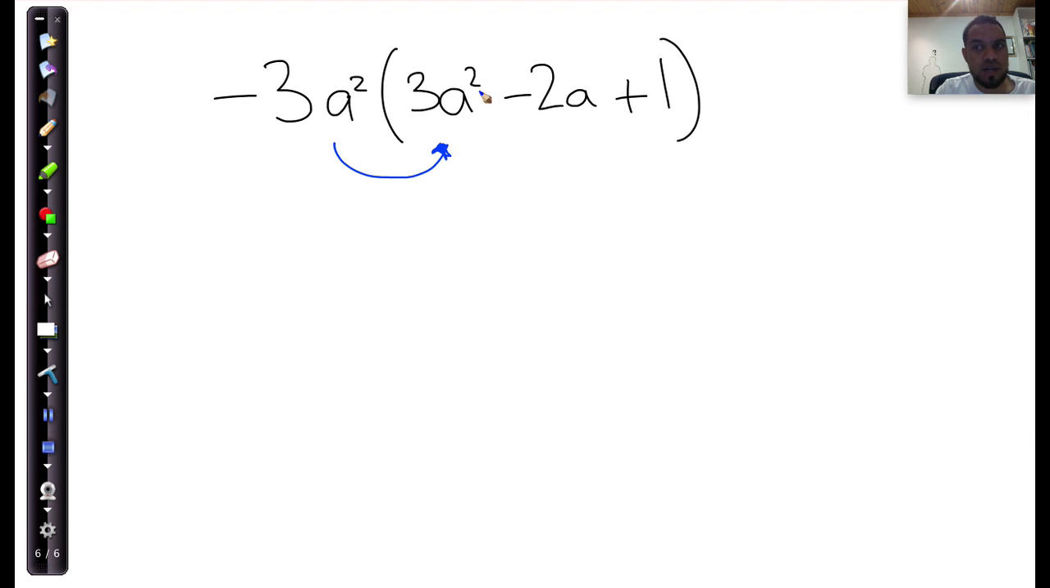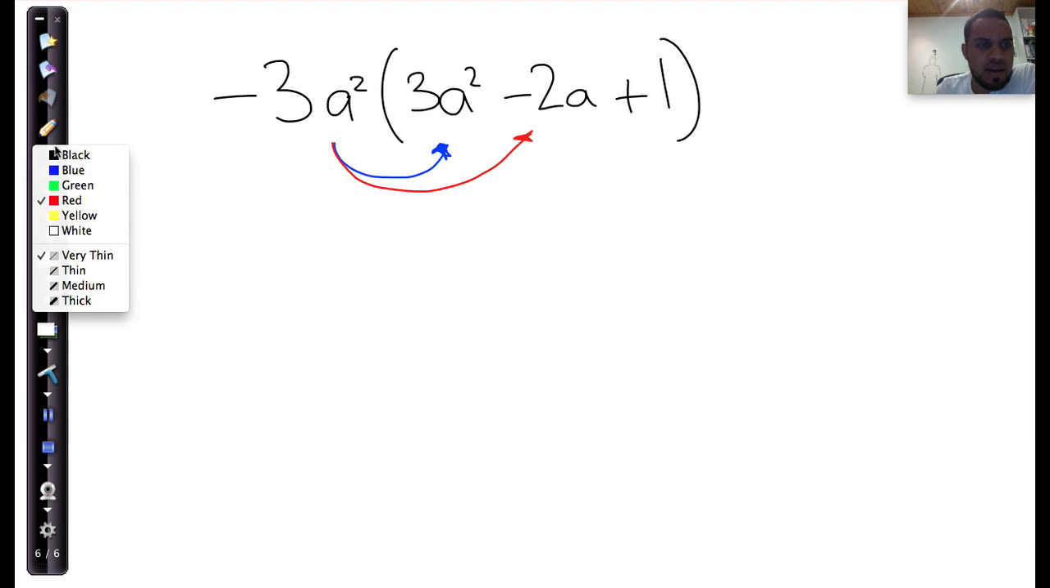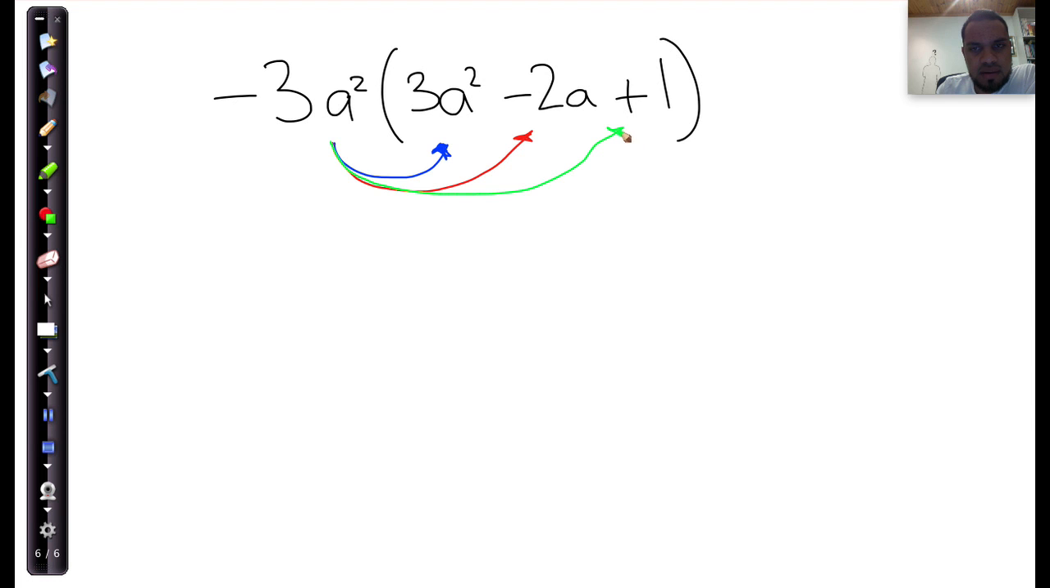Don't think your mind is blown right now because you're just multiplying. And when I draw the arrows at the bottom, it's exactly the same. That entire term multiplied by this term over here. And then finally, let's try the green one. That entire term multiplied by that term over there. Okay, so let's work this out.